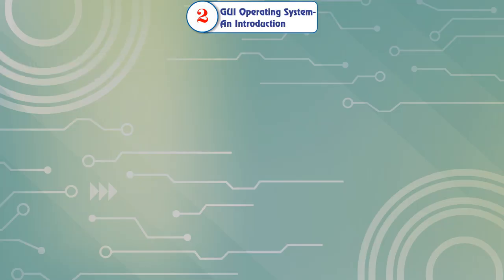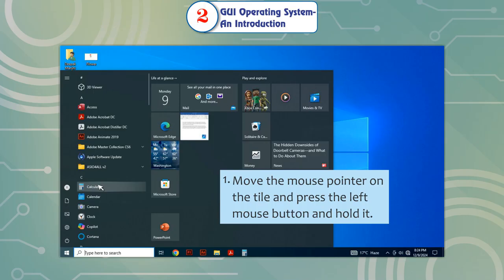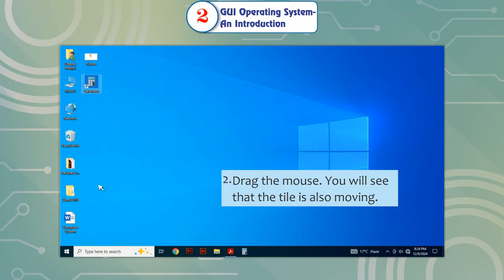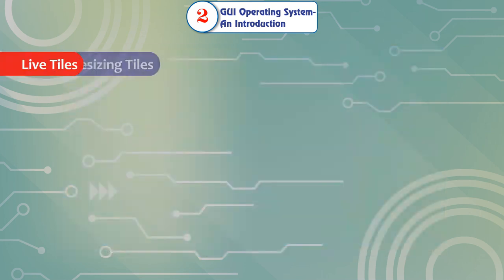Moving tiles. 1. Move the mouse pointer on the tile and press the left mouse button and hold it. 2. Drag the mouse. You will see that the tile is also moving. 3. Now, you can move the tile to the desired location and drop it by releasing the mouse button.